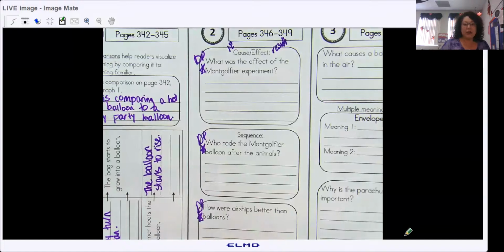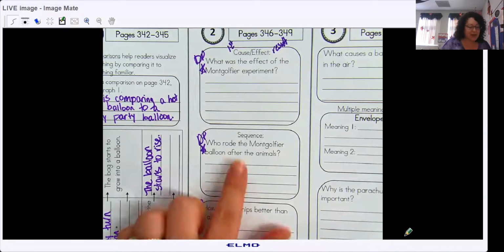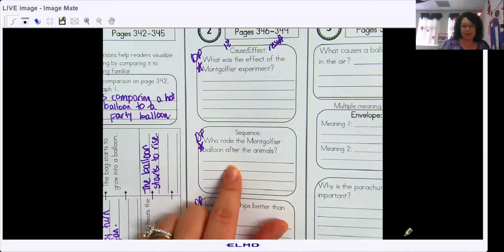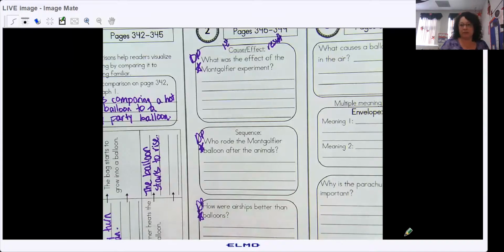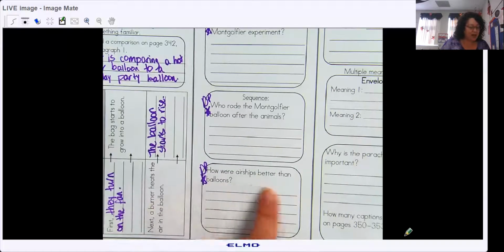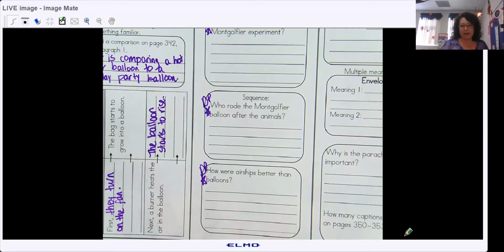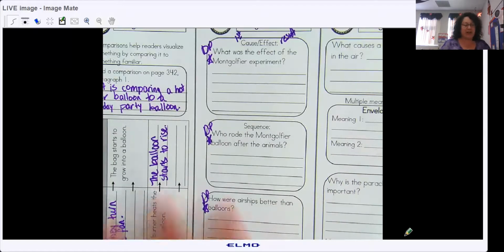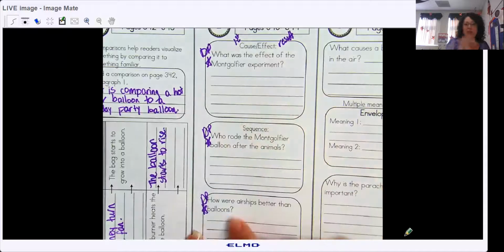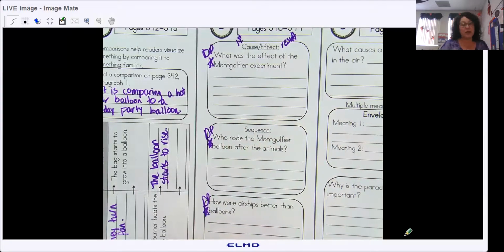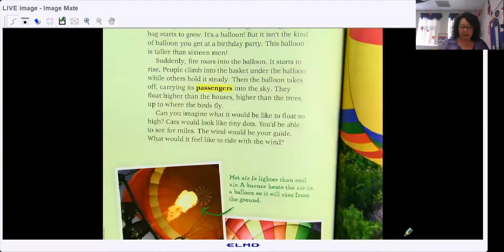Sequencing is not new. Who rode the Montgolfier balloon after the animals? Complete sentence. After the animals, blank rode the Montgolfier. How were airships better than balloons? Airships were better than balloons because blank, okay? So we've done cause and effect. Now you get to do some on your own because we worked on it last week, a whole bunch. And you're going to read the next 3 pages and 1, 2, 3 discussion posts. So I know that you've done your reading and you've done your work, okay?